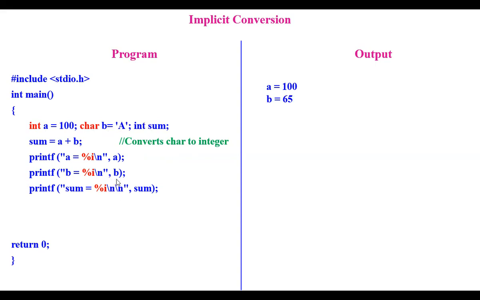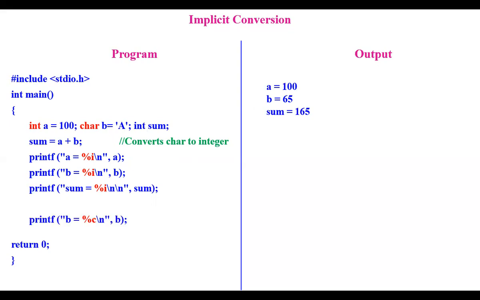You see, we haven't done anything. The compiler automatically comes into the picture and does this conversion. B is converted to integer and it is showing the capital A letter's ASCII value, which is 65. So it is showing the ASCII value here. Next, A plus B: B is automatically converted to a number. So 100 plus 65, the sum must be 165. That's how we get it.